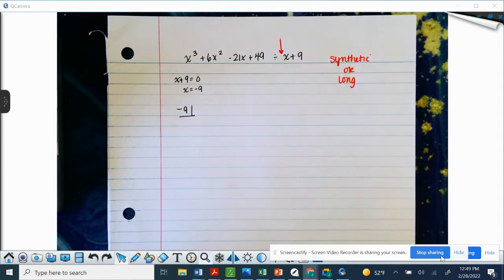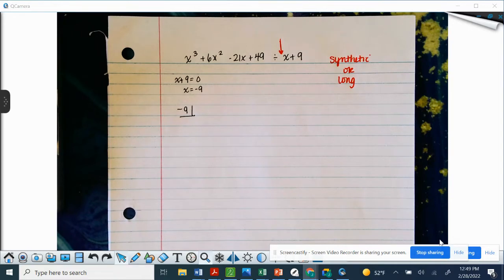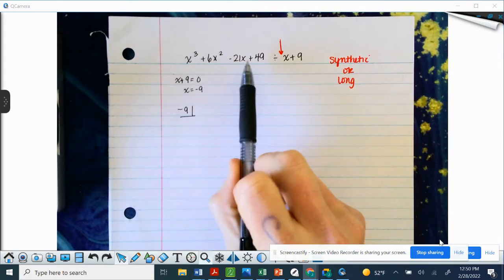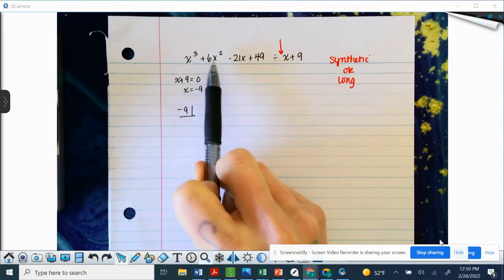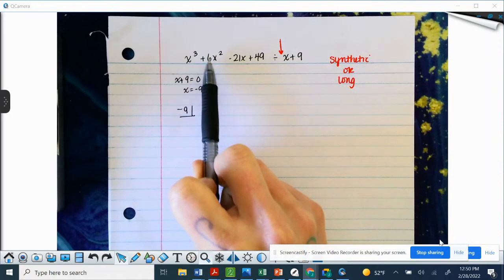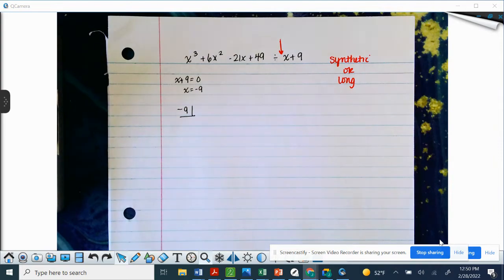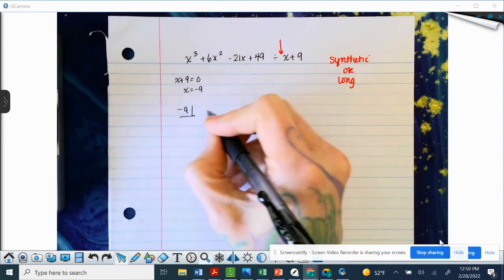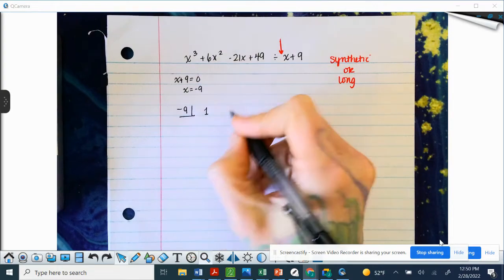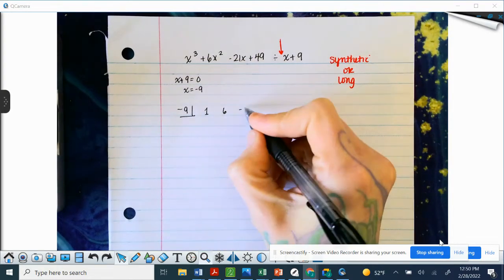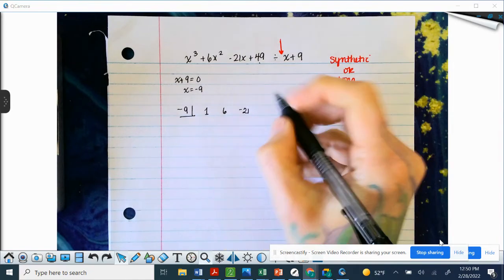If someone was missing, you are going to have to put in a placeholder, which I think all of these do not have that problem. But just to start that conversation, because that's another one of the big misconceptions that people have, and it takes me a couple days to get people to listen to me. So if the x squared was missing and it just went x cubed, x, 49, then you would have to put a 0 in its holding spot. They'll call it a placeholder. Since nobody's missing, we take the leading coefficients. So we have a 1, 6, negative 21, 49.